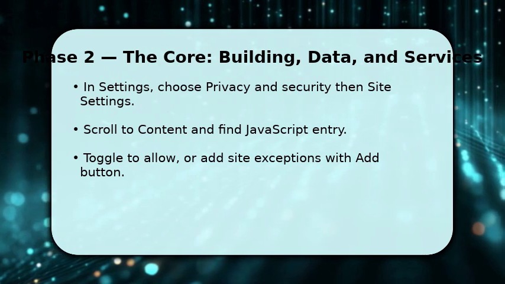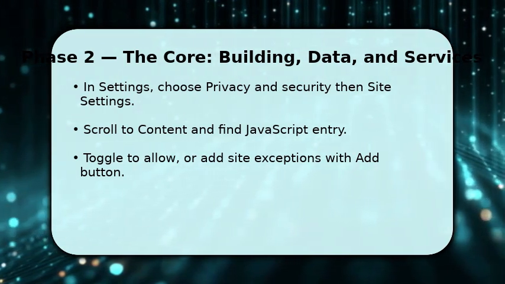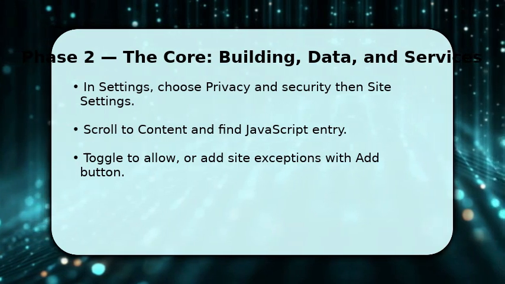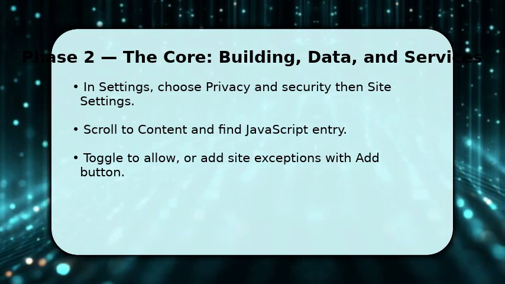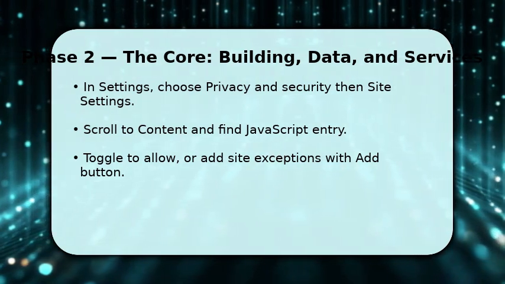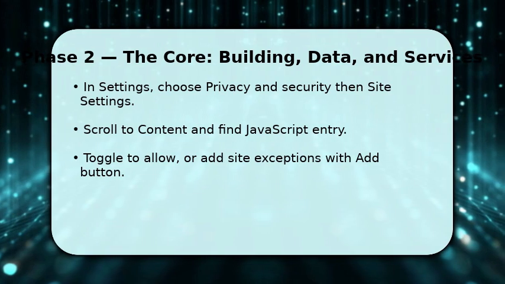Flip the toggle to Allowed to enable JavaScript globally. Alternatively, add specific sites under Allowed or Blocked using the Add button. This granularity lets you enable scripts for trusted sites while keeping others blocked, which improves security without breaking needed functionality.